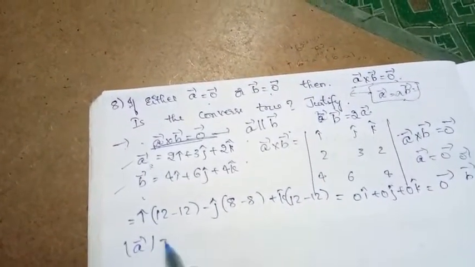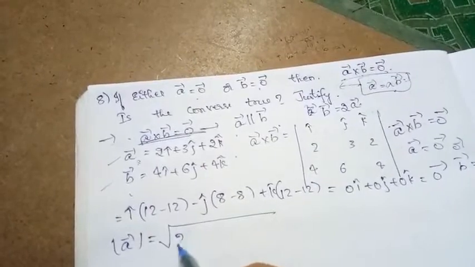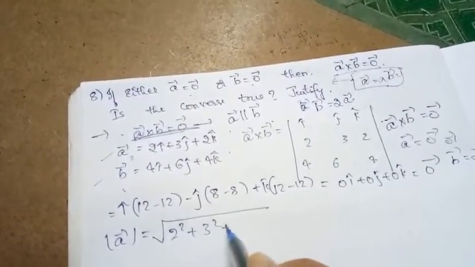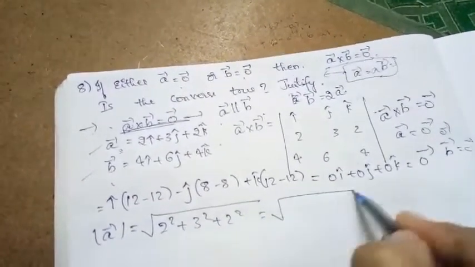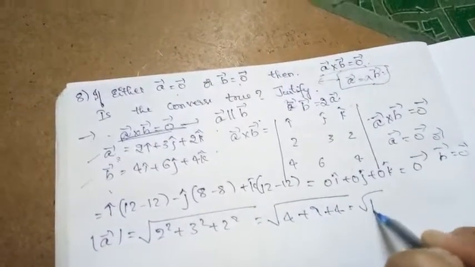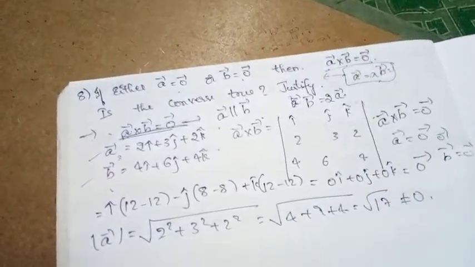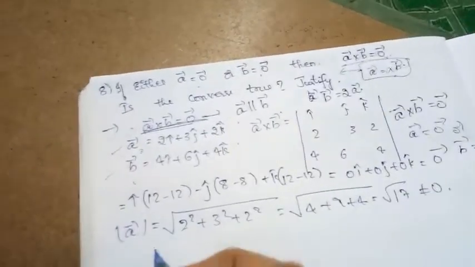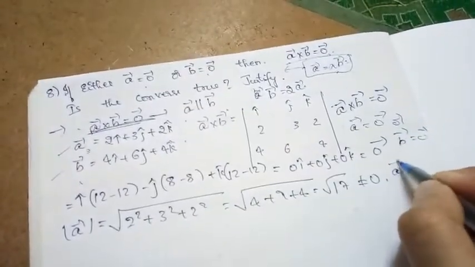So first let us find the magnitude of vector A. It is nothing but 2 square plus 3 square plus 2 square, which is nothing but 4 plus 9 plus 4, which is nothing but root 17, which is not equal to 0. So magnitude of vector is not equal to 0 means clearly vector A is not equal to 0 vector.